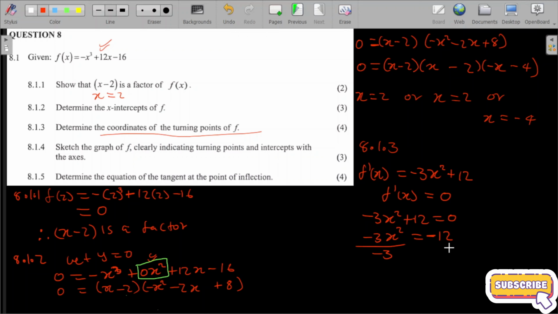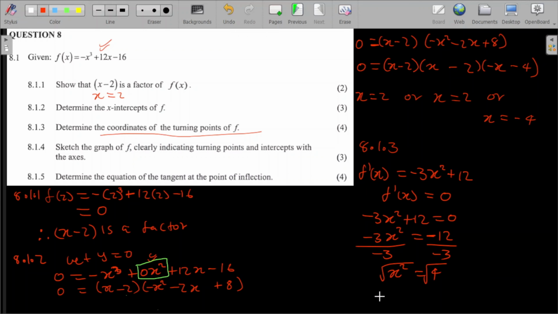Then divide by this negative 3, divide by this negative 3. So my x squared is equal to 4. You either take this to the other side and do the difference of two squares, or you just square root both sides. So x is equal to plus or minus 2.